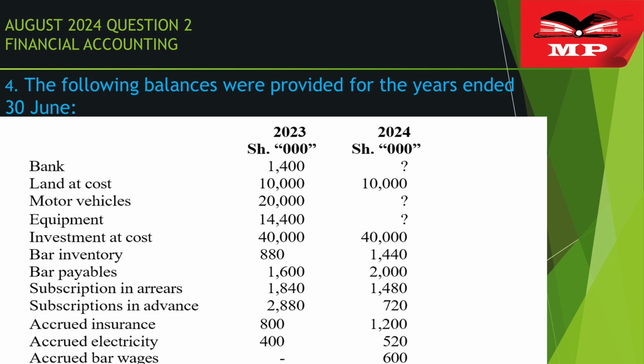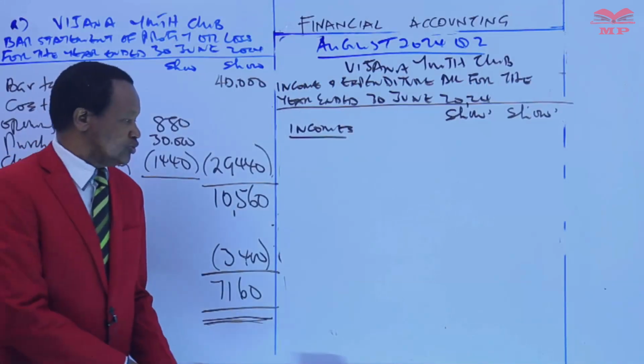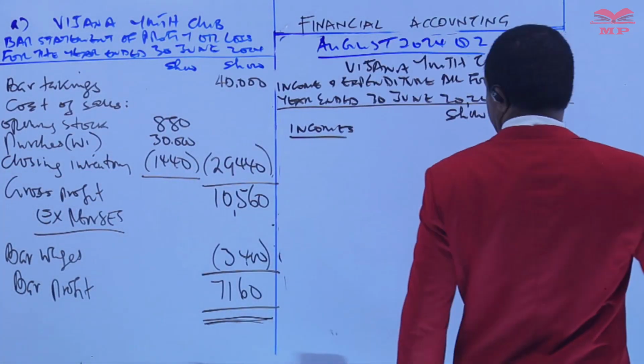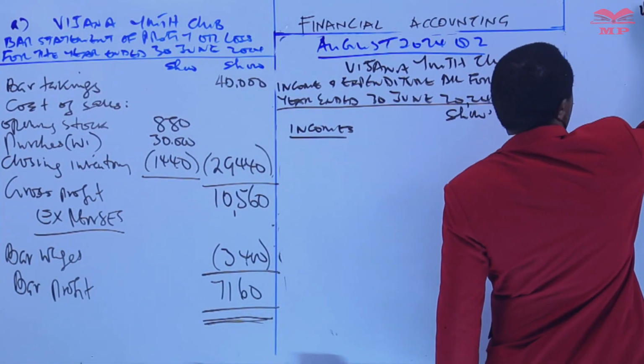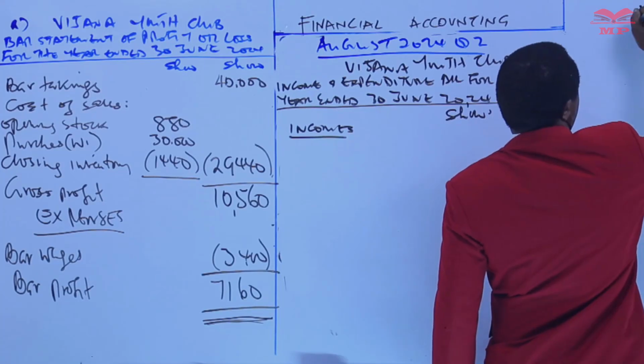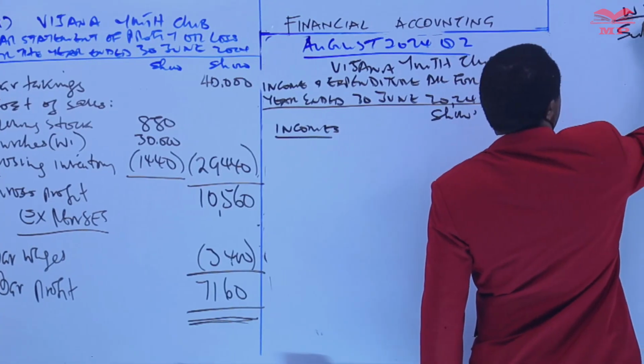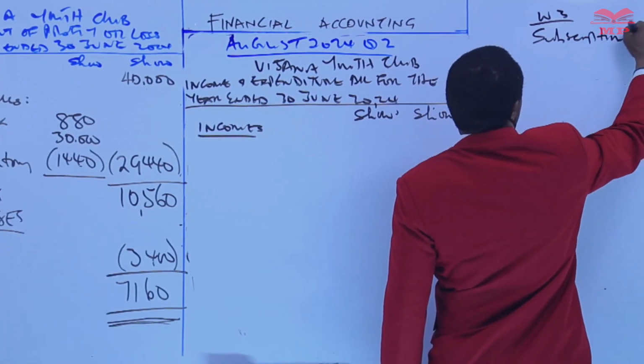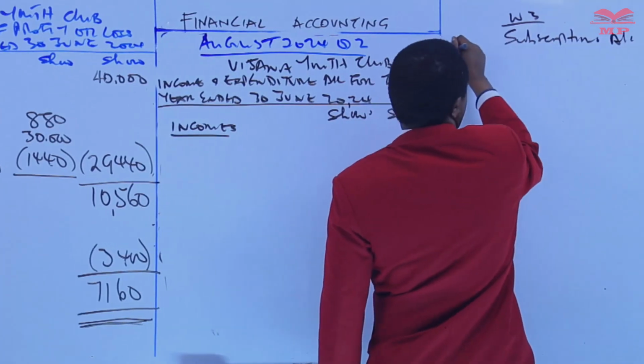Do you see that? Then we have subscriptions that were paid of 25,800 in the receipts and payment. So with those transactions, we can do another working. This will be working 3. You can prepare the subscriptions account, which is an income account.